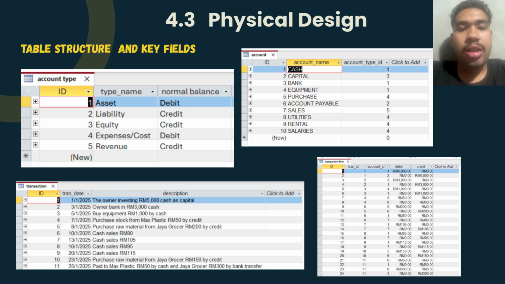Overall, the physical design converts the conceptual model into an organized database structure with clear relationships between tables. The use of primary and foreign keys ensures data integrity, while the transaction records provide accurate, traceable, and reliable financial information for reporting and decision making.